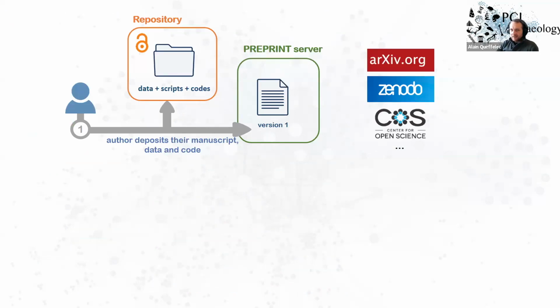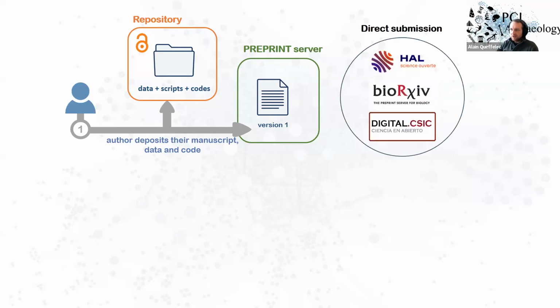So the main thing is, first, the authors need to go to a preprint server. They can go to any preprint server that they want, and they will put their manuscript as version 1 on this preprint server. They will also need to put their data, raw data, their scripts, codes, etc., on a specific repository. If it's Zenodo, for example, you can put in the same deposit the preprint, the manuscript, and also the data, the scripts, etc. So all this must be already online before you go.